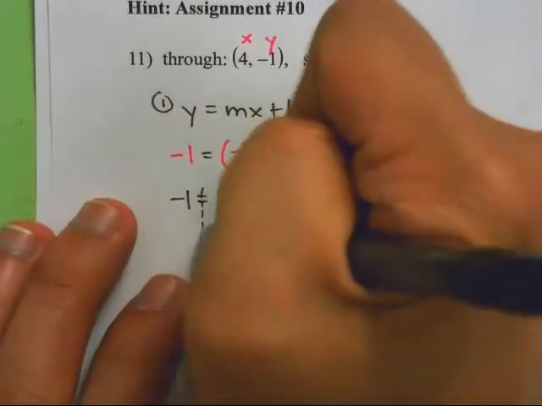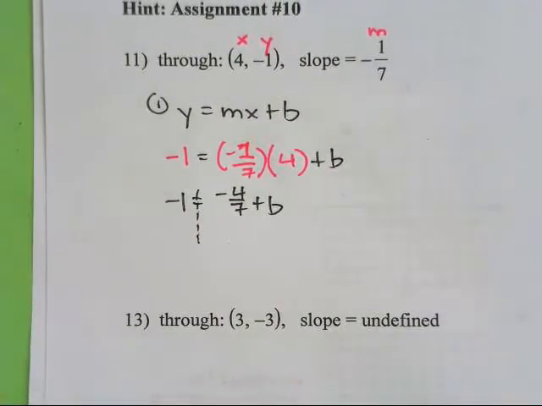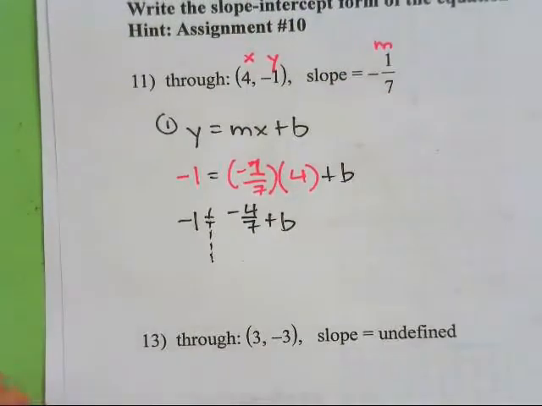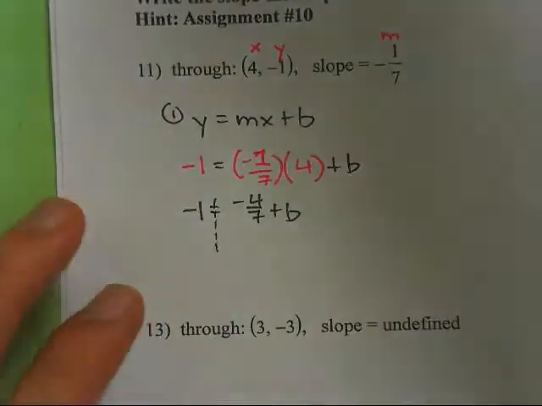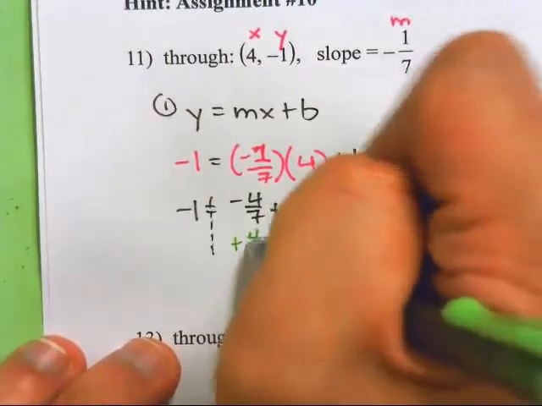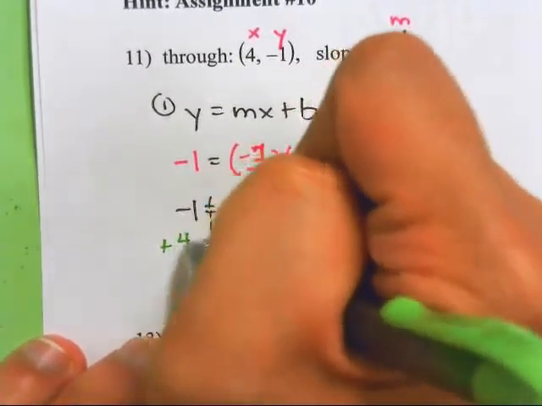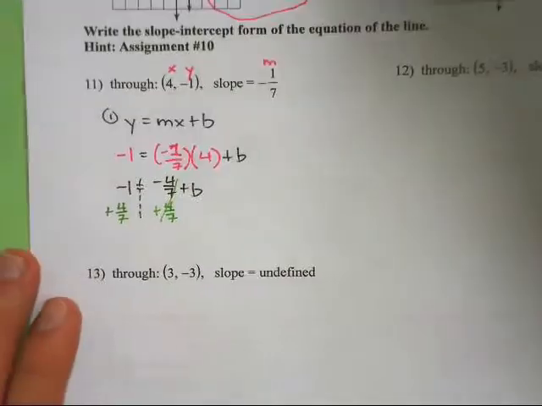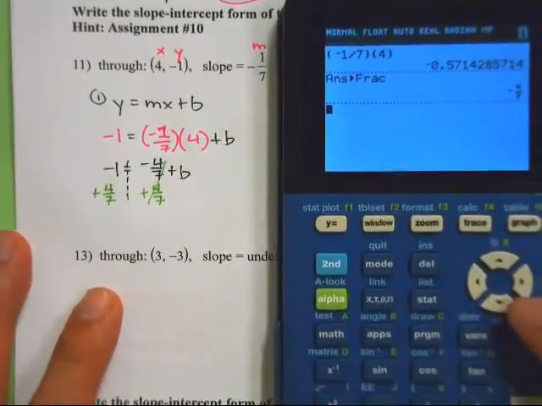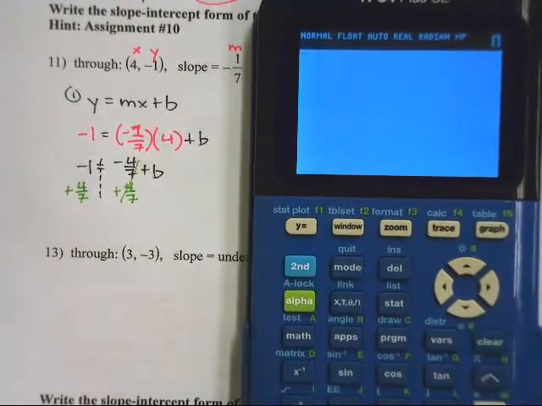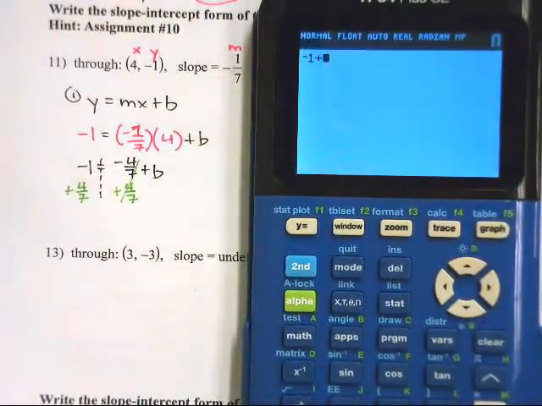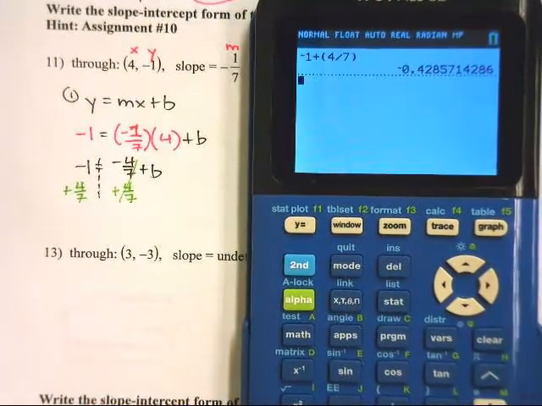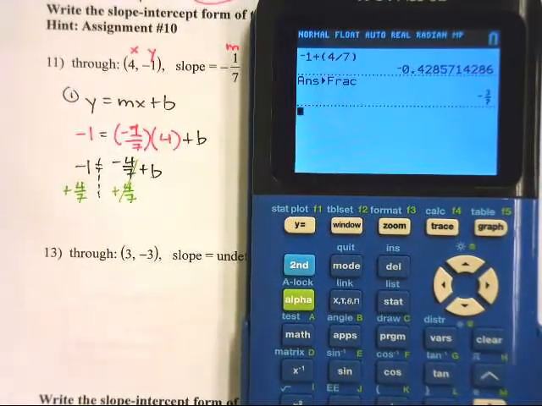Okay, now what can you do on both sides? Plus 4/7 on both sides. Right. On the calculator, you will write something like this, -1 plus, and then put parentheses 4 divided by 7, close that parentheses, and then let's put that back into a fraction. So -3 over 7 will be good for us.